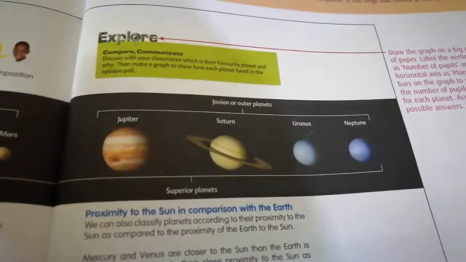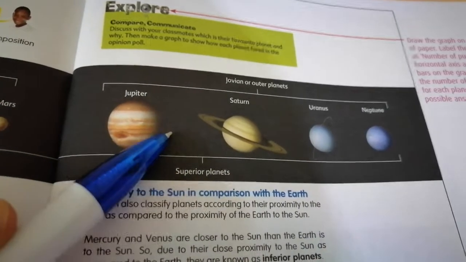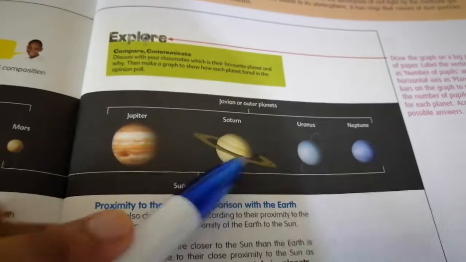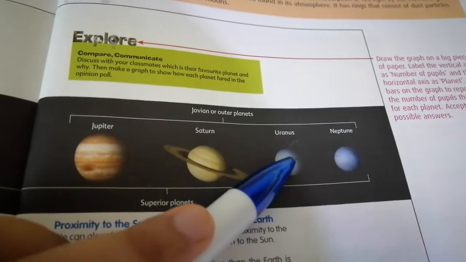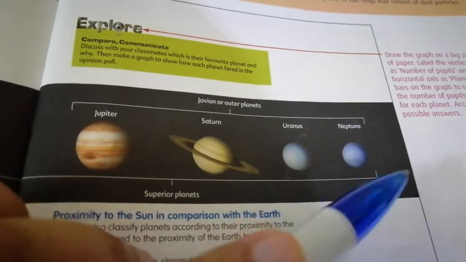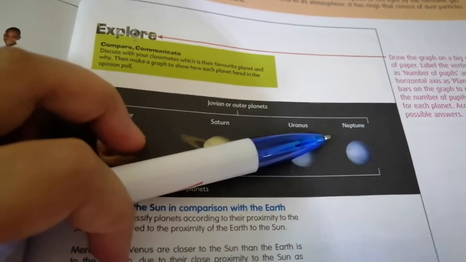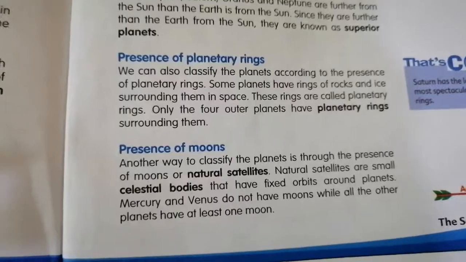Actually all these 4 planets have rings, but you cannot see the ring on Jupiter. You cannot see Jupiter's rings, but you can see the Saturn ring. And Uranus is just like this. And actually Neptune also has a ring. But all of these rings are made up of rocks and ice.